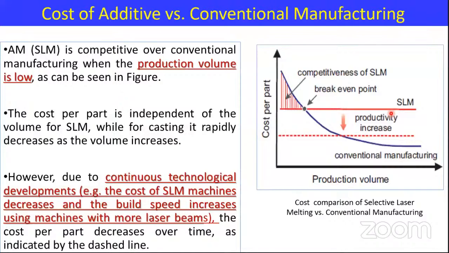So the takeaway from this graph is that whenever we have a very low number of parts to be manufactured, our additive manufacturing approach would cost less compared to the conventional manufacturing route. On the other hand, if the production volume is very high, then there is no other choice but to switch over from additive manufacturing to the conventional manufacturing process, because we can decrease the cost associated with the part that we are going to manufacture, right?